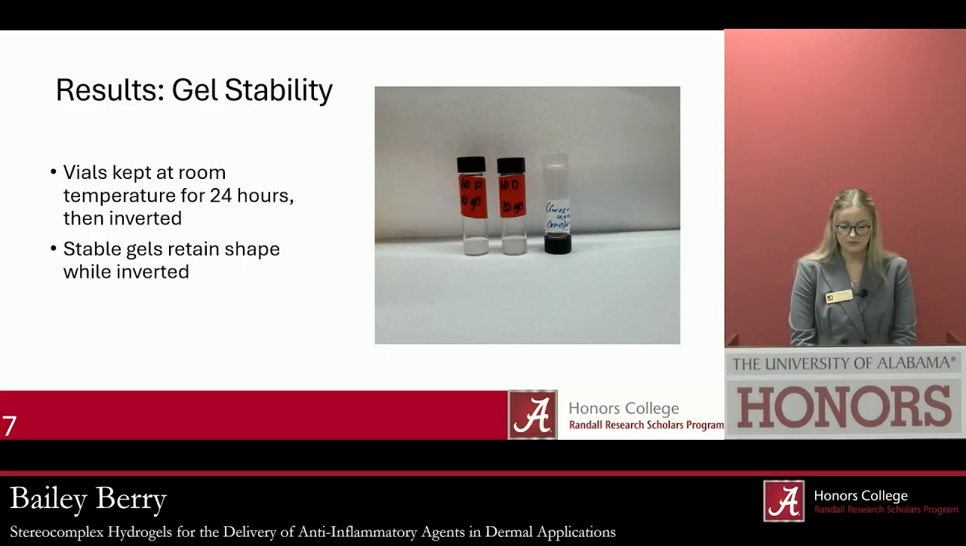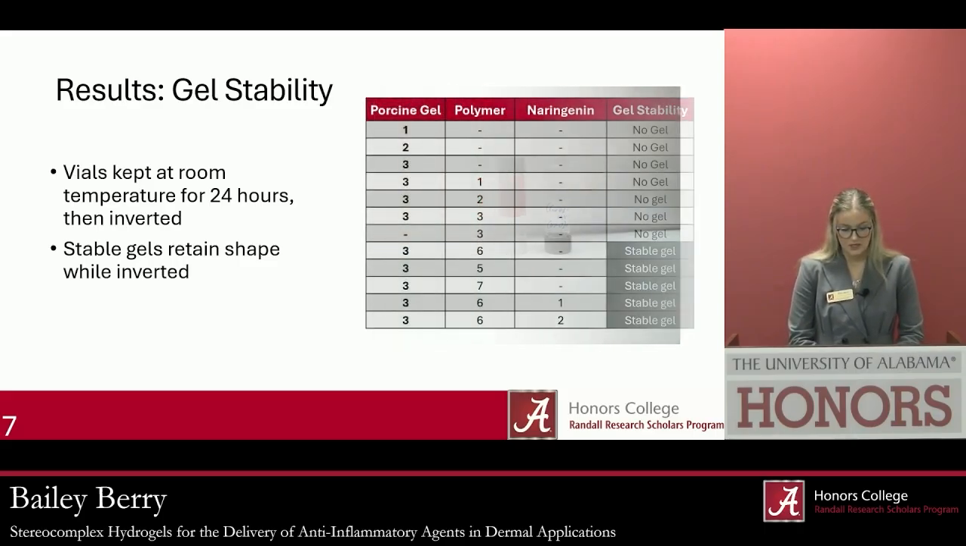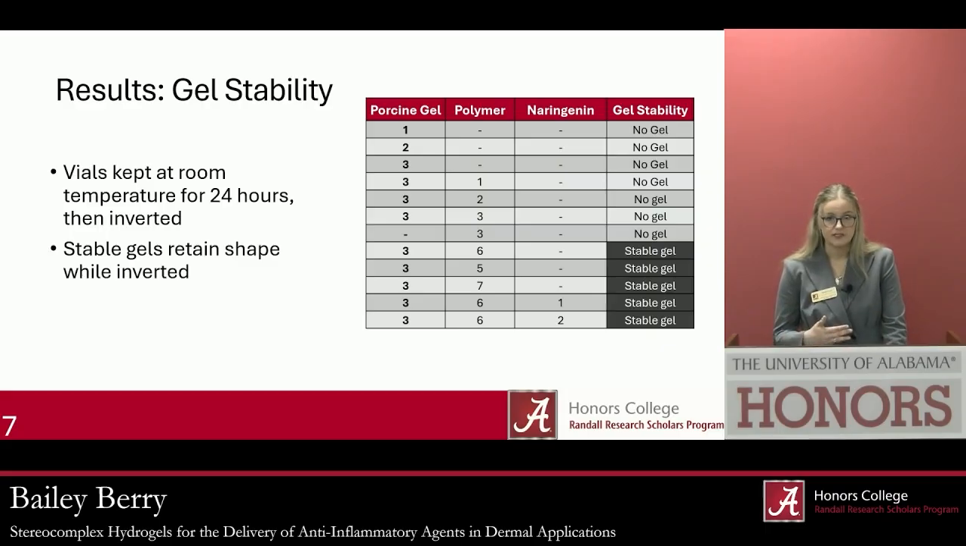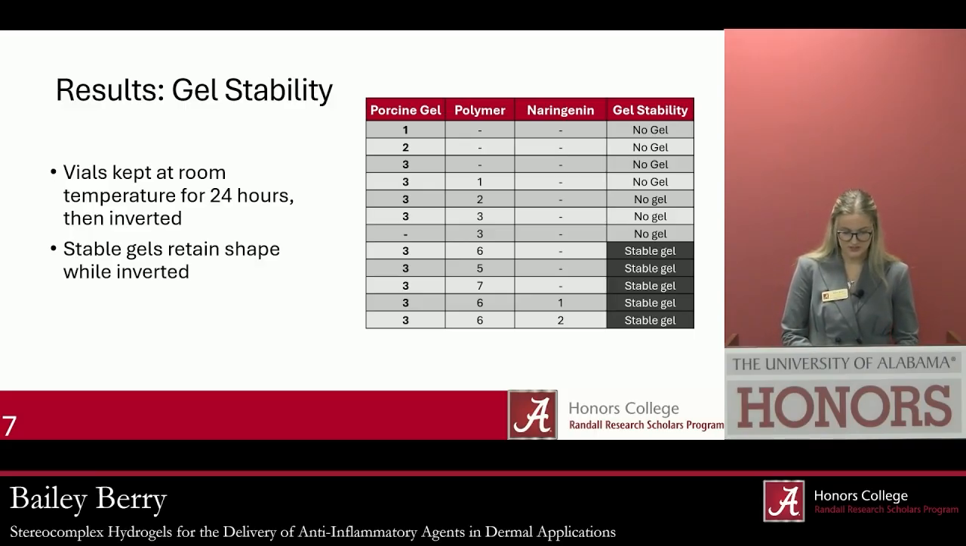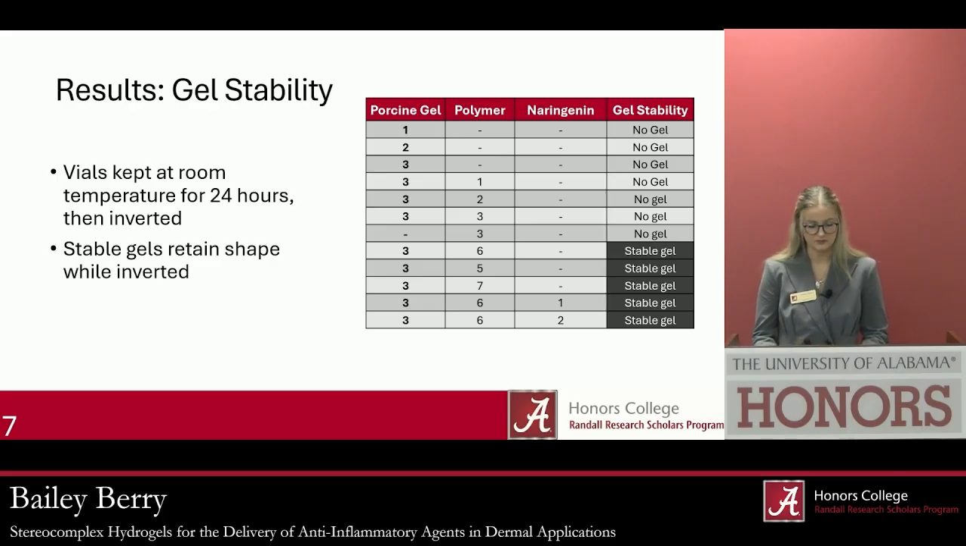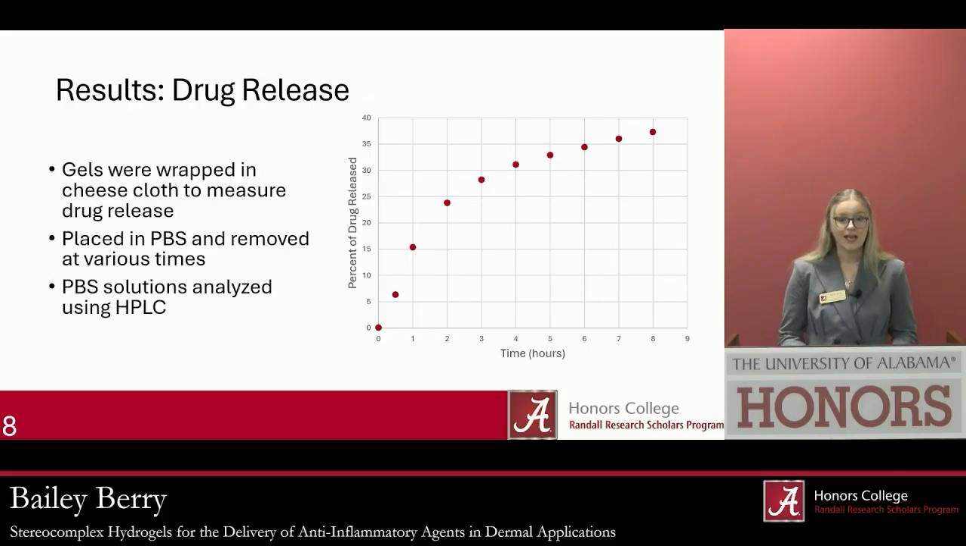If you look at the picture on the right, you see that the vial on the right is one that was stable. We flipped it over and it looked the exact same as it did when it was upright. However, the two vials on the left were considered unstable gels as they were too liquidy and too viscous to hold their own shape. These are some trials that we ran with various relationships of gel to polymer, and we found that all of our gels with concentrations of 3 or higher of our gel were stable, and we found various different trials with different relationships of gel to polymer to our naringenin.